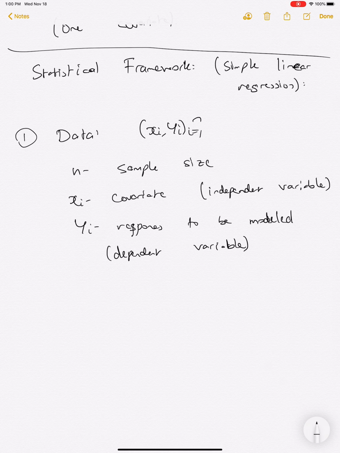So that's our data. As I've already mentioned, for example, we could have xi be the SAT score that someone has, and yi the GPA.